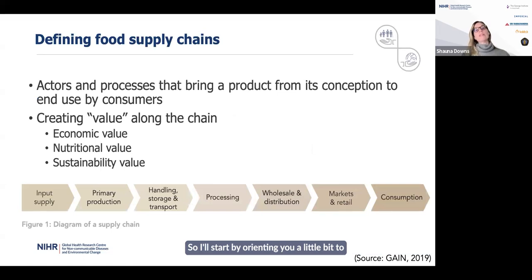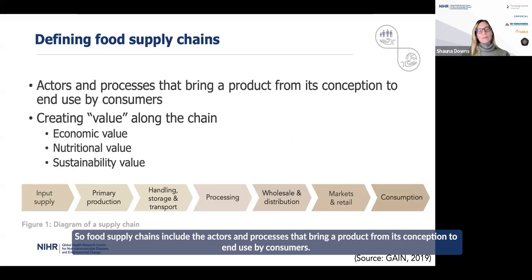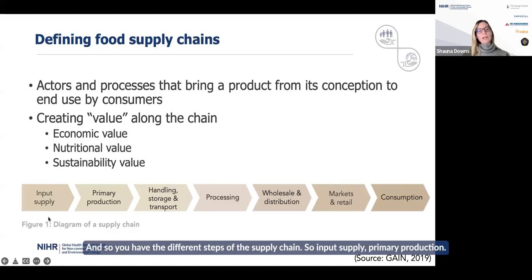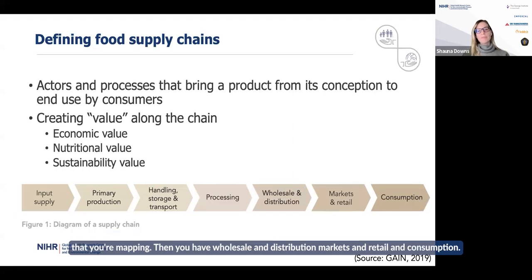So I'll start by orienting you a little bit to food supply chains and how you might go about doing analysis of them. So food supply chains include the actors and processes that bring a product from its conception to end use by consumers. And so you have the different steps of the supply chain. So input supply, primary production, handling, storage, and transport, processing, and this can be primary and secondary processing. Usually those are in different steps depending on the product that you're mapping. Then you have wholesale and distribution, markets and retail, and consumption.